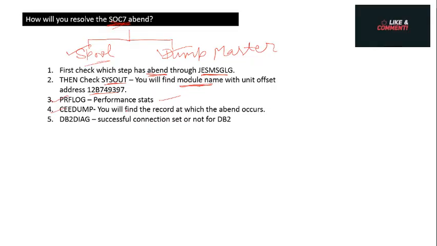And CDUMP, you will find the record at which the abend occurred. In this CDUMP you will check. And in DB2DIAG there is whether the connection was set up successfully for DB2 or not. So mainly, at which record it came, you can check through the CDUMP. Or else you can check through Dump Master. It's all very easy. You can check through DM, Dump Master, as well.